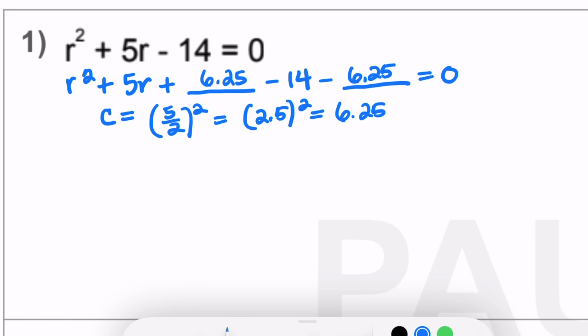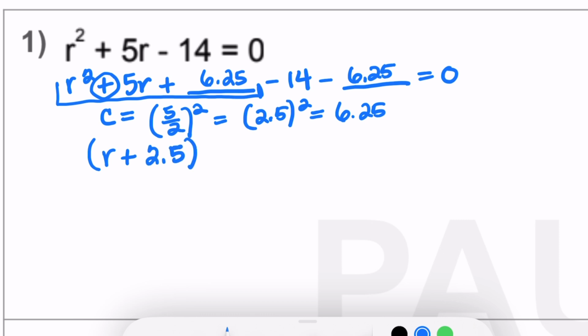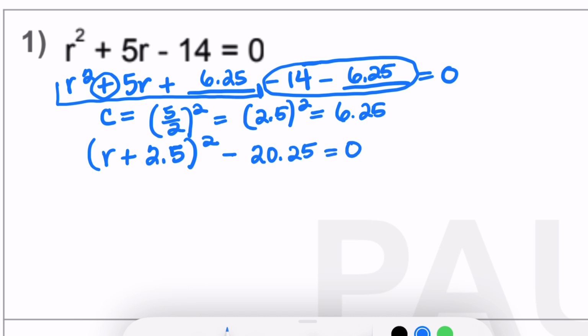Now you're going to make a perfect square trinomial, and you're going to factor the first three terms. So this is going to be r, and then you're going to keep this sign, plus, and then the square root of 6.25 is 2.5, and you're going to square it. And then you're going to combine these last two terms. So negative 14 minus 6.25 is going to be negative 20.25, which is equal to 0.